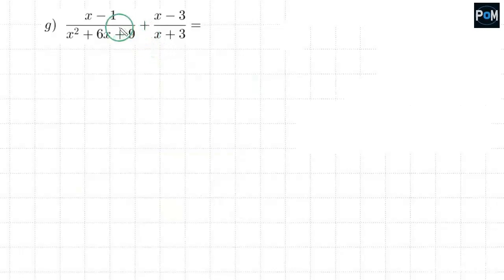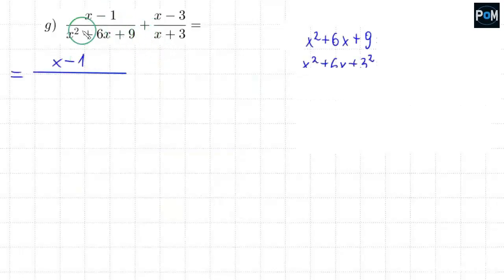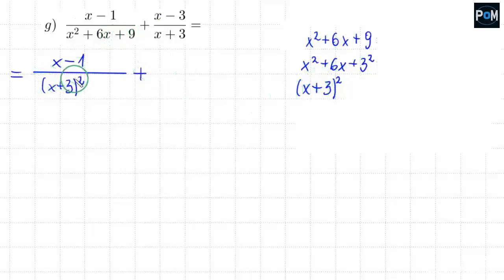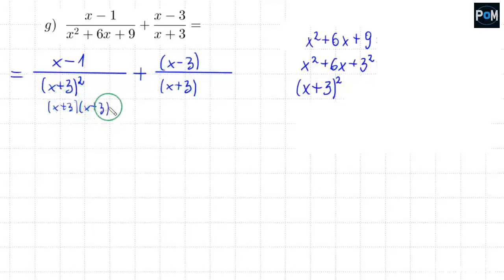In example G, I do not change this numerator. From this denominator, I replace 9 with 3 squared, and using special product formula, I got something like this. It means that in the denominator, I can write x plus 3 squared. And this is my first fraction. I rewrite the second fraction, I only add brackets, because this is addition. And now I look like this. X plus 3 squared is otherwise x plus 3 times x plus 3. That's how a square works.